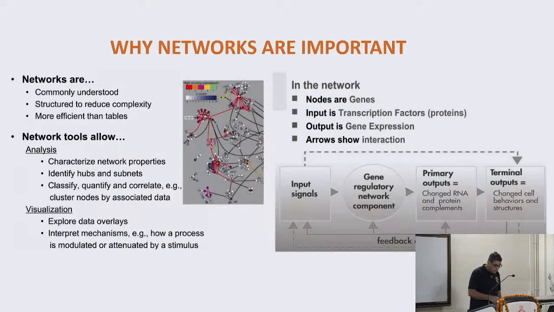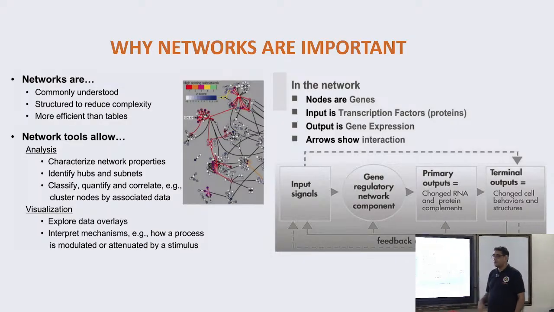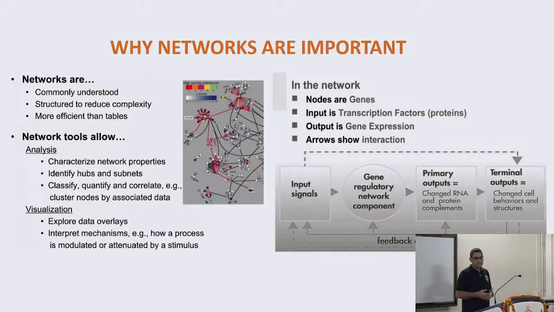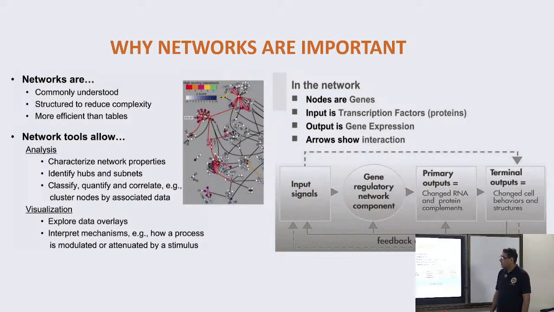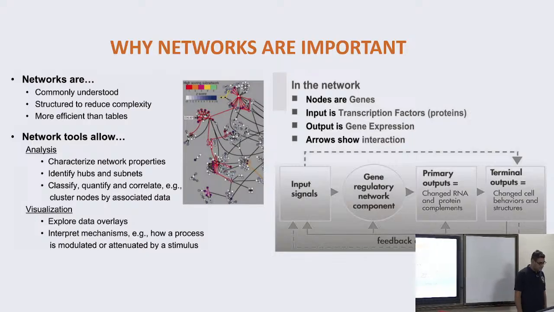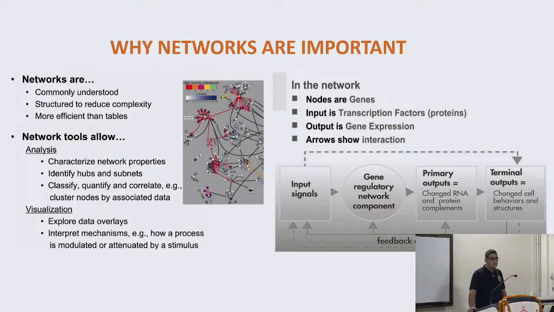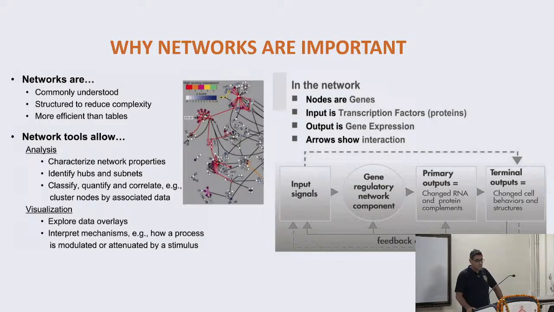Okay. Now, why are networks important? Though I have explained it to you, this gives you a better outlook. Why do that? Every time you ask a question, why to do that, how to do that, why not, why this, you question everything on yourself. So networks are a commonly understood structure to reduce complexity. They are more efficient than tables. So networks should be studied in the proper way, because they are efficient and easy to understand.